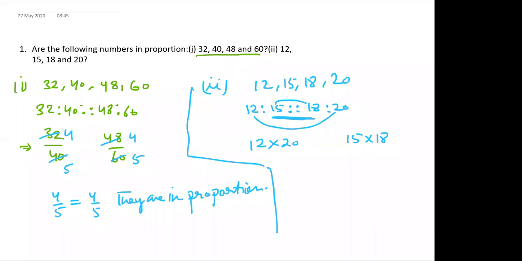So are they in proportion? Multiply 12 into 20, 240, and 15 into 18. 15 into 18 is what? 270. So they are not in proportion. They are not equal to each other. That is why they are not in proportion.